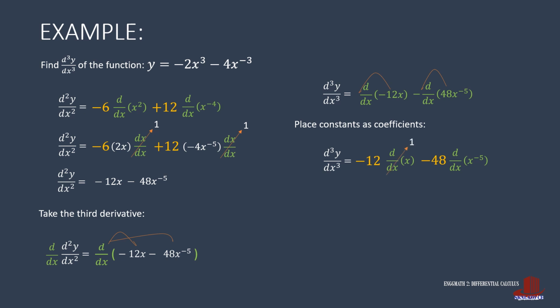Dx upon dx is 1, simplifying the whole derivative as negative 12 with the second term starting with negative 48 and the derivative of x raised to negative 5, which is negative 5x raised to negative 6, with dx upon dx. The last part is again cancelled into 1, so the third derivative of y with respect to x, or y triple prime, is negative 12 plus 240x raised to negative 6.